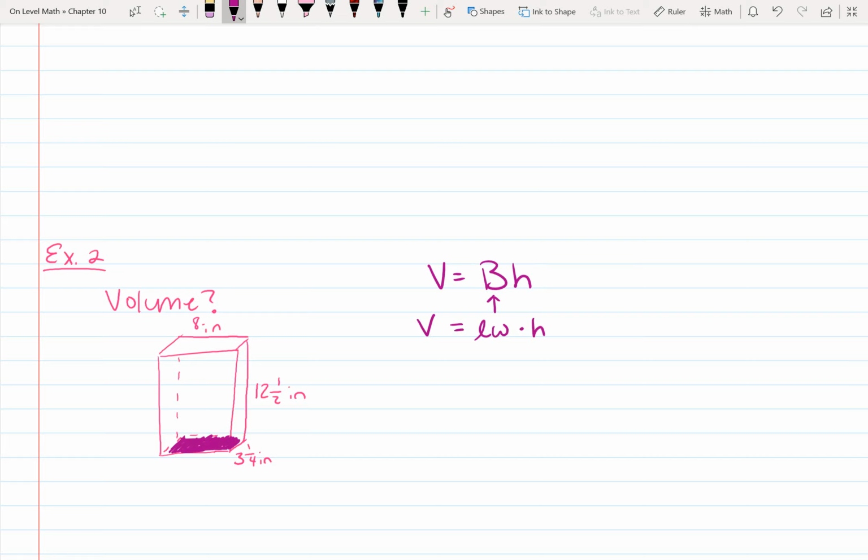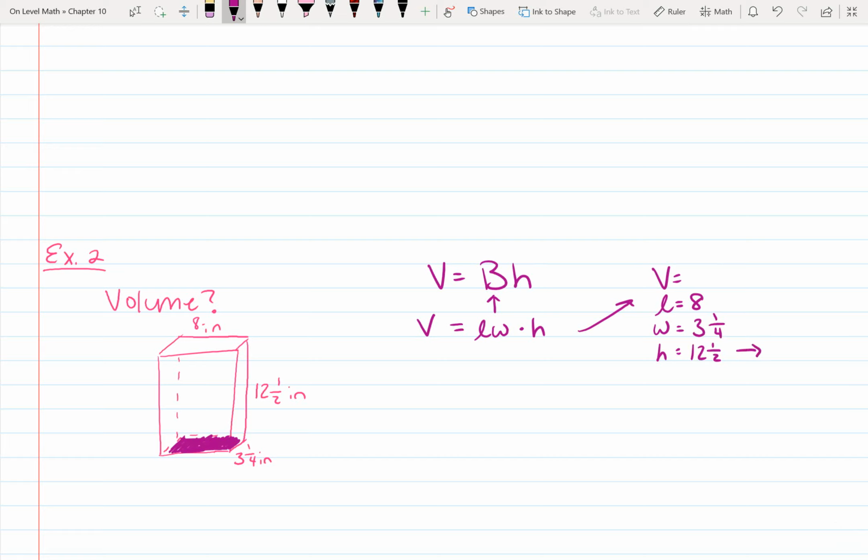Alrighty, the second step is to label all parts of the broken down formula. Now we're doing it like this today, and we're going to do the exact same thing tomorrow with a triangular prism. So for the volume of any prism, we're going to do the exact same thing. Get in the habit now, whether you think it's necessary or not. Alrighty. Volume, we're going to leave blank since we don't know it. Length, I would say the length is this 8 inches. Width, 3 1/4 inch. And height, 12 1/2.